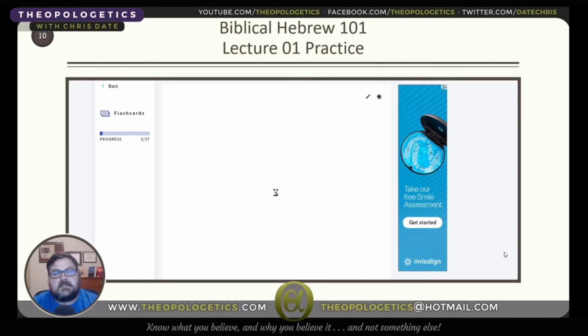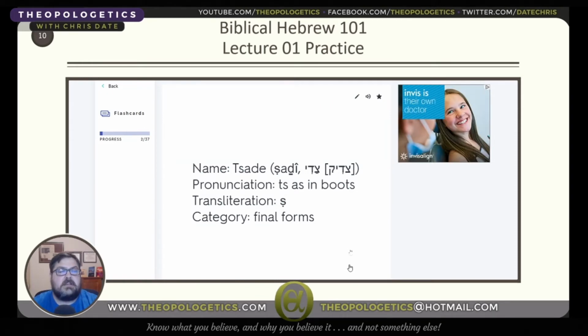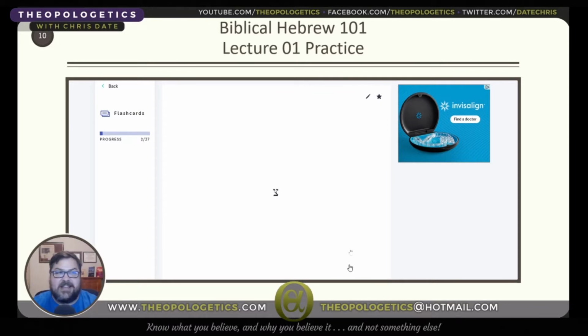This is the letter tsadi, and it makes the sound at the beginning of that name: tsadi, that TS sound that you would find at the end of the word boots. This is transliterated using the English letter S with a dot under it to distinguish it from other sounds that are transliterated using the S. And this falls into the category of letters that take final forms. So let's see here. Tsadi, TS in boots, S with a dot under it, final forms. So yay me! I should hope I get these.